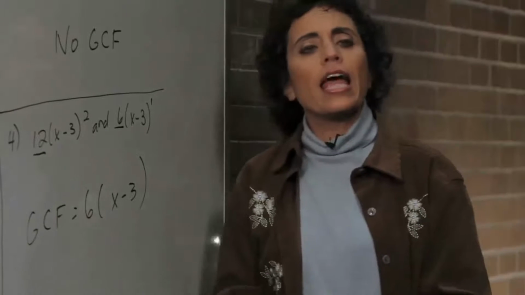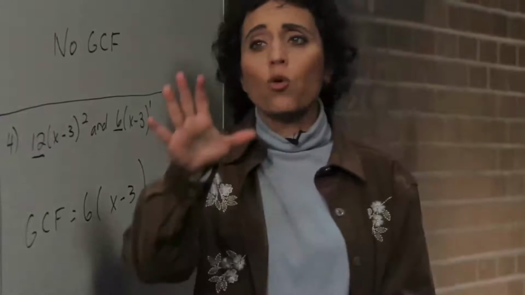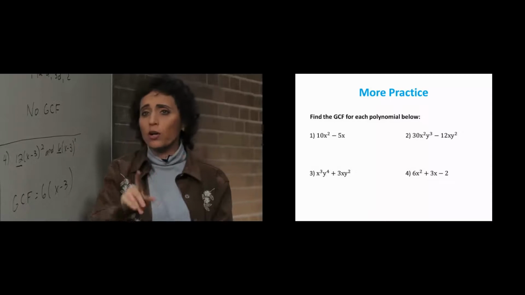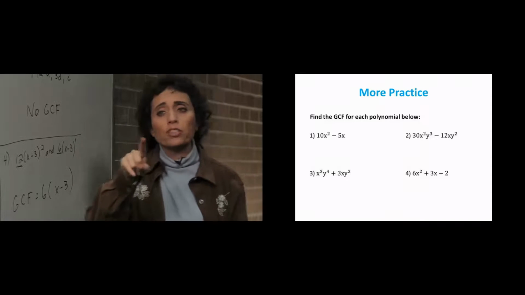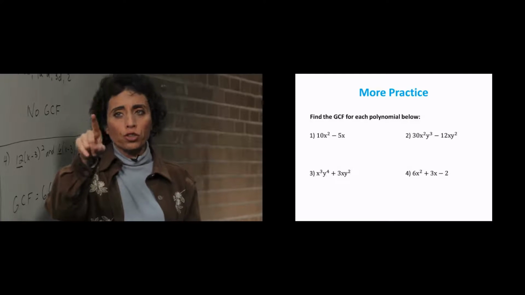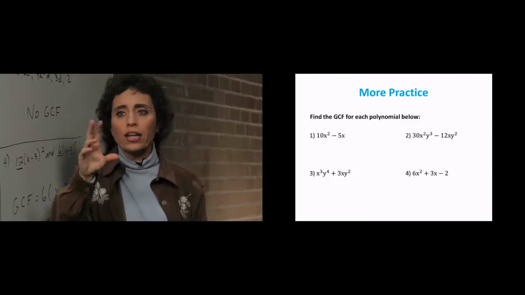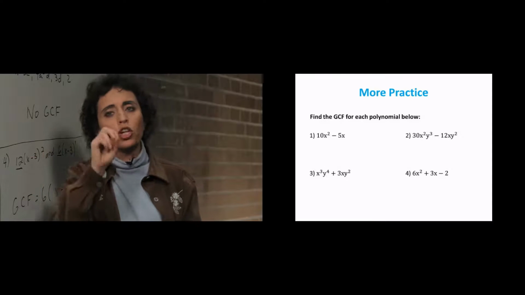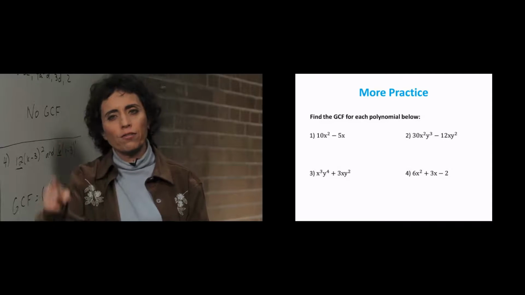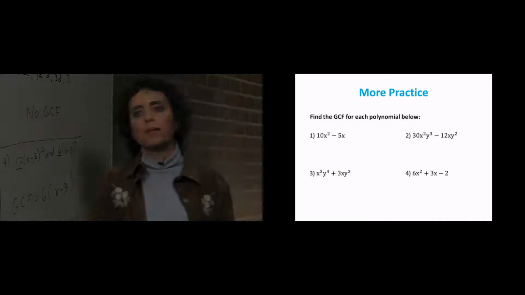In this next set, 1 through 4, I'm going to ask you to get the GCF. That's all I'm asking you to do. Now, these are separated with plus and minus. All that means is be careful about your terms. So in the first one, 10x squared is the first term, negative 5x is the second term. Look for a GCF for those 2 terms, and then try that for 2, 3, and 4. Click back on the video when you're ready.